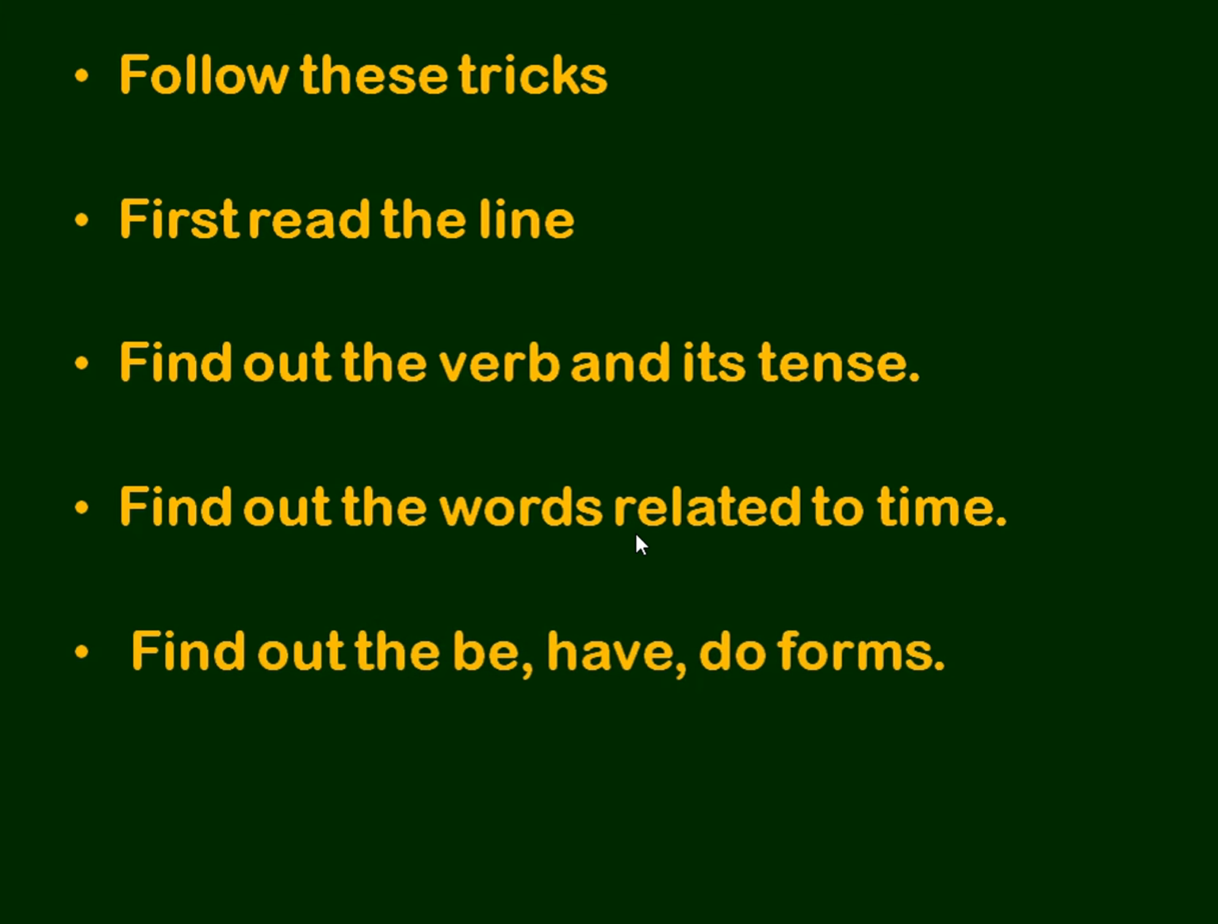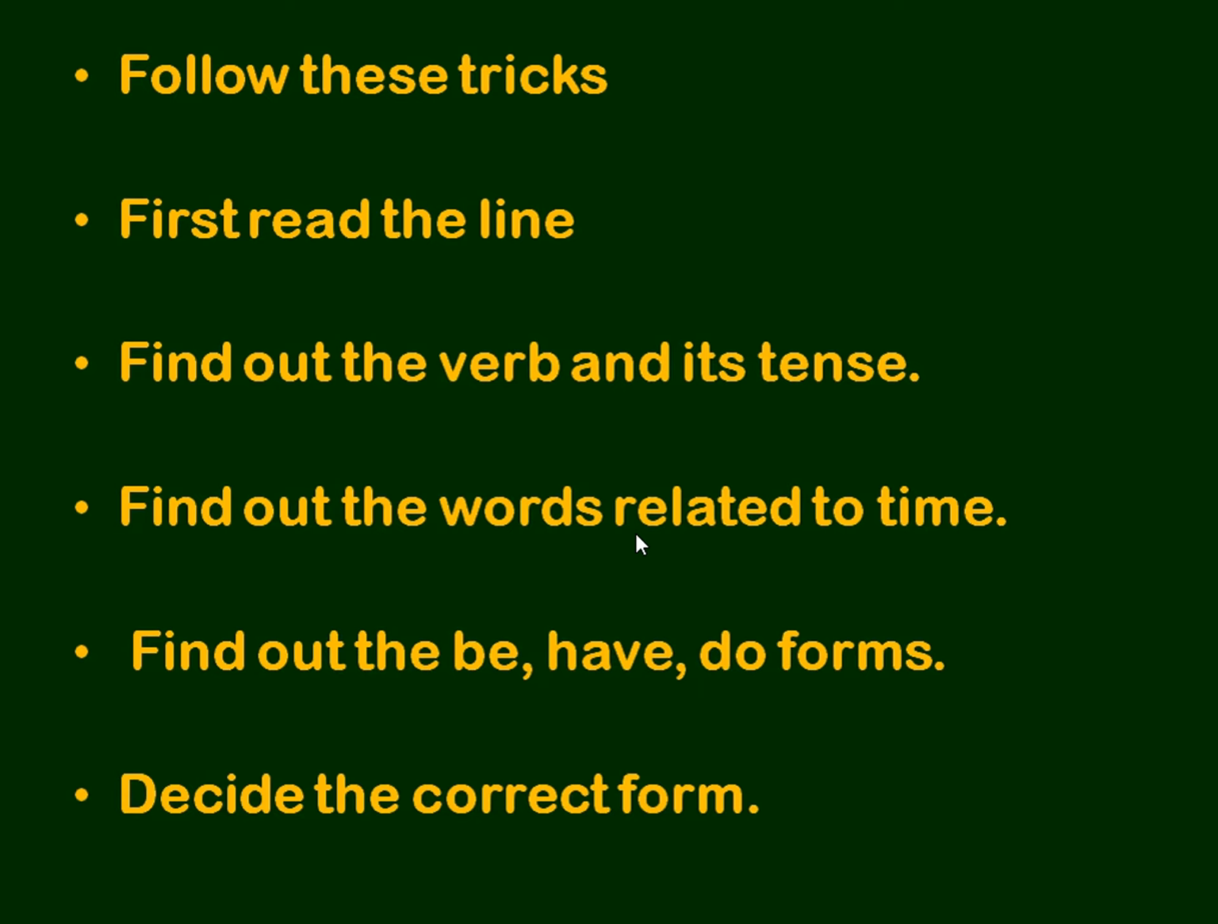So find out the be form, have form, do forms. Here you need to find out be forms, have forms, do forms if possible in the sentence. ಕೊಟ್ಟಿರ್ತಾರೆ ಅವ್ರು, ನೋಡ್ಬೇಕು ಅದನ್ನ. Then you need to decide the correct form, whether to use active voice form or passive voice form, present participle form or past participle form. ಇವೆಲ್ಲ ನಾವು ಡಿಸೈಡ್ ಮಾಡಬೇಕು, ಆಮೇಲೆ ಯೂಸ್ ಮಾಡಬೇಕು.